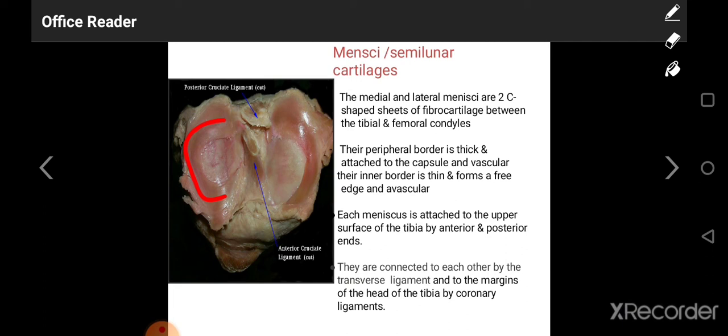Each meniscus is attached to the upper surface of the tibia by its anterior and posterior ends. So we can say these menisci have two ends, anterior and posterior, two borders, outer and inner, and two surfaces, superior and inferior. They are connected to each other by the transverse ligament and to the margins of the head of tibia by coronary ligaments. The margins of these menisci are attached to the tibia with the help of the coronary ligament and their ends are connected to each other by the transverse ligament.